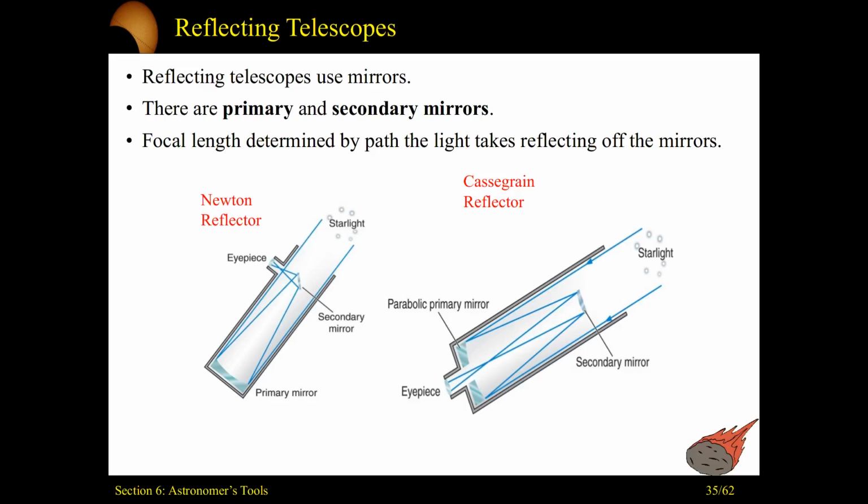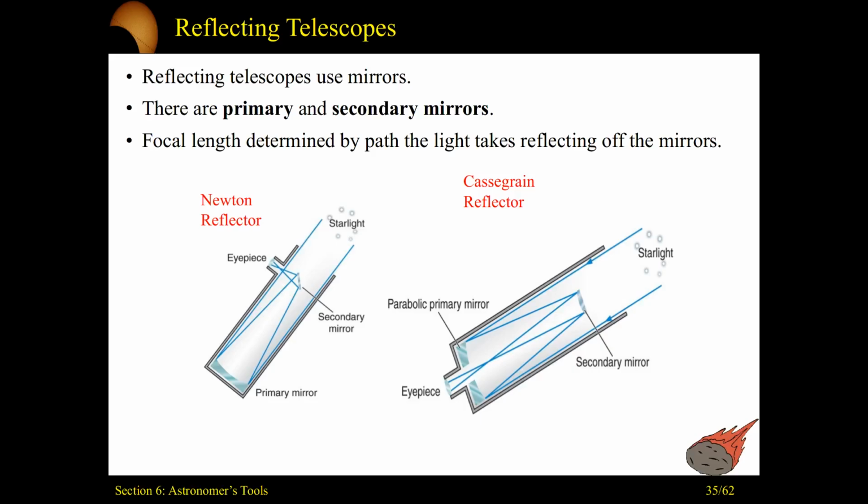Now, a related style of reflecting telescope is called a Cassegrain reflector. Same principle here. The light comes in, hits this primary mirror. This one has a parabolic shape, but that will focus the light into a secondary mirror. That secondary mirror bounces it into an eyepiece, and you, the observer, come here to see the image.